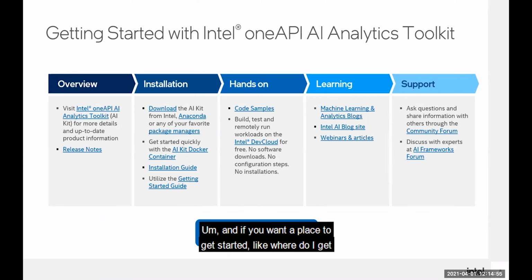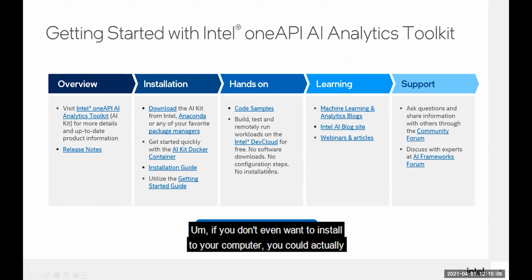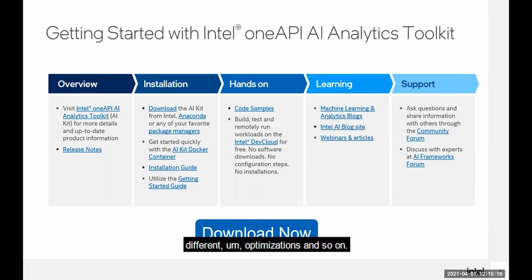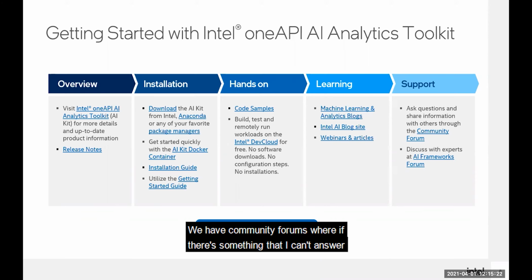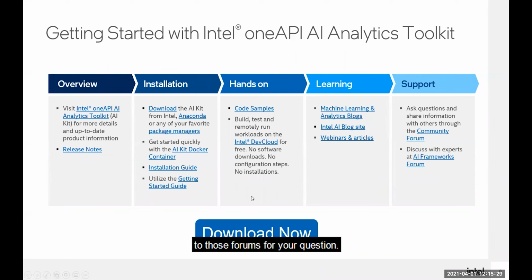And if you want a place to get started, like where do I get started after I install this? We have code samples available. We have documentation available. If you don't even want to install to your computer, you could actually go to Intel Dev Cloud, which is a great tool and platform that already has the AI Kit installed, and you could just sign up and play with the AI Kit that way. We have a lot of blogs that you should read to learn about the different optimizations and so on. And we have community forums where, if there's something that I can't answer today, you could go there and we have speedy responses to those forums for your questions.